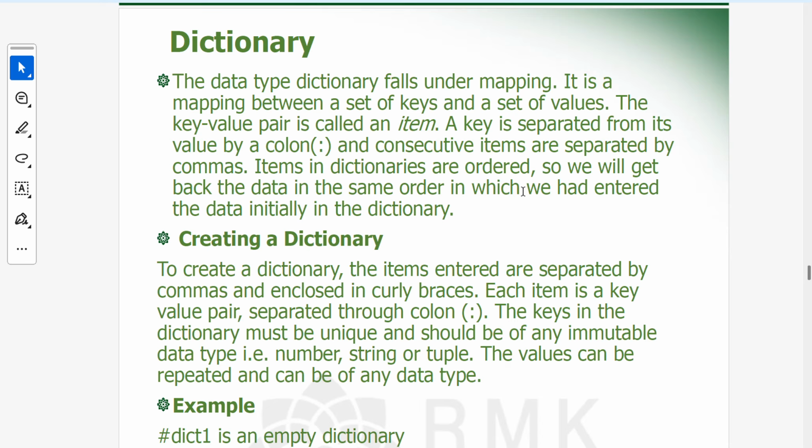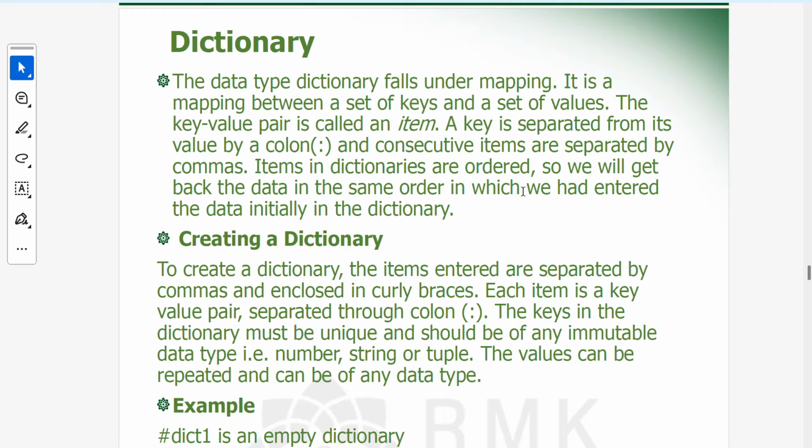So how to create a dictionary? Whenever we want to create a dictionary, the items are separated by commas and enclosed in curly braces. Each item is a key-value pair. Whenever a dictionary is defined, we can see that there is a mapping of a key with a value.